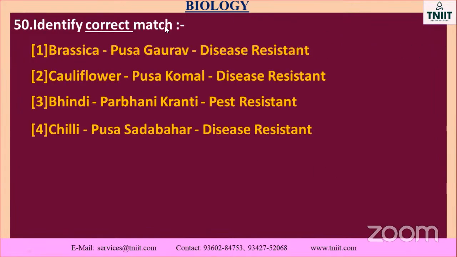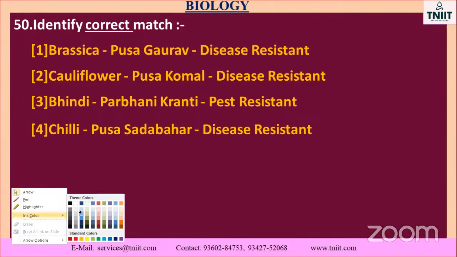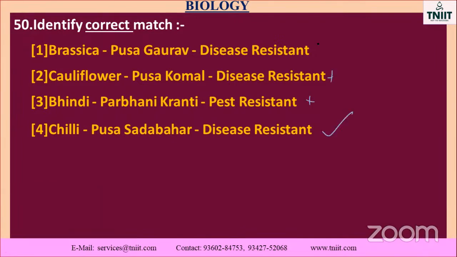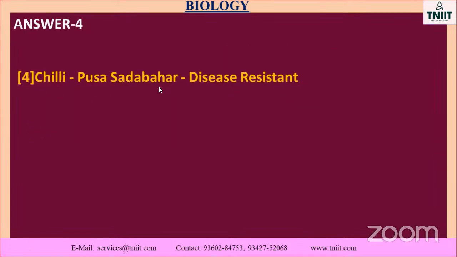Identify the correct matches. Already we know brassica, cauliflower, bhindi, and chili. Chili, don't forget: Pusa Sadabahar, disease resistant. This is the correct match. Others are not correct matches. These are all direct questions, my dear students. Chili Pusa Sadabahar, disease resistant only. The option is the fourth one.